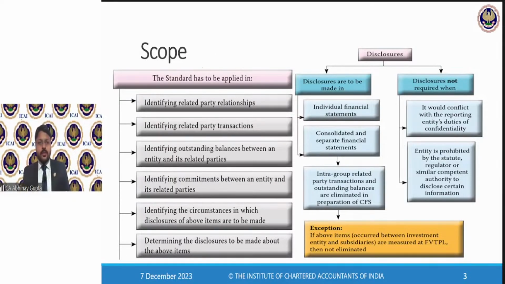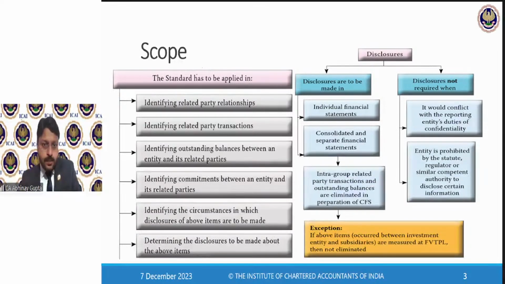Now, what is the scope? Which parties would be regarded as related parties? What disclosures are required to be made? Are there any exemptions or exceptions to any specific related party or to any specific disclosures? That we will discuss.